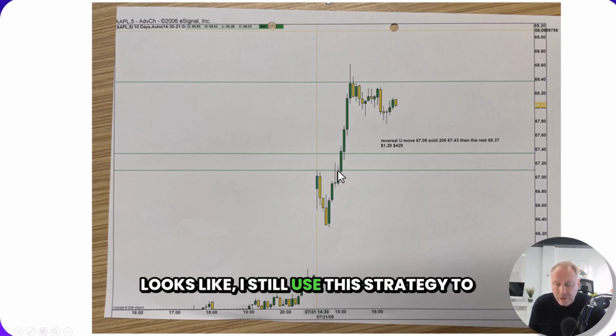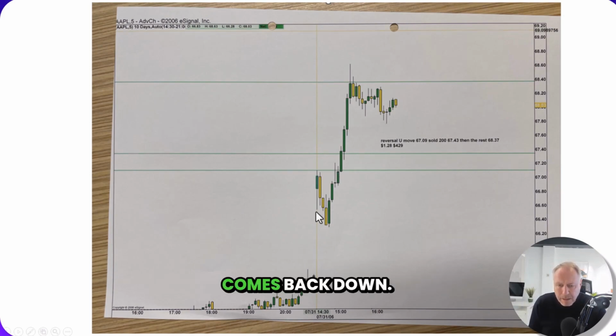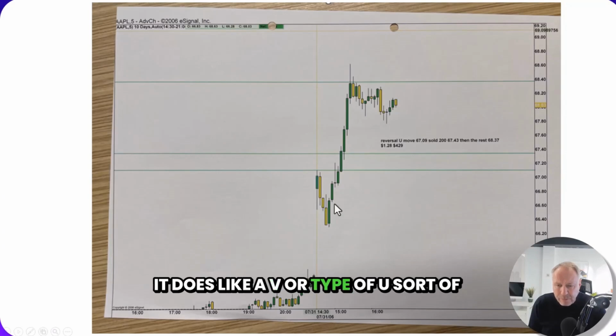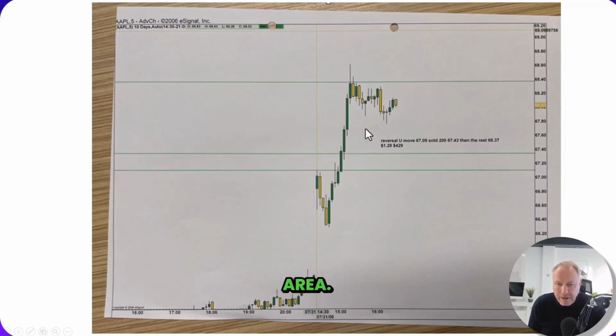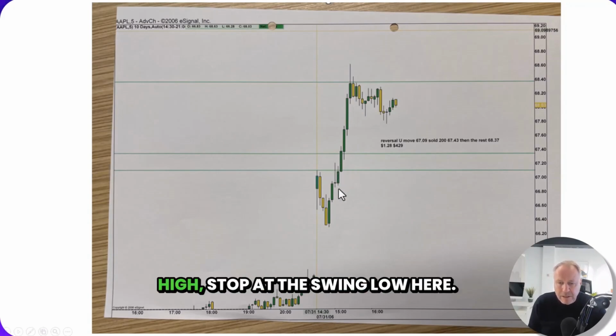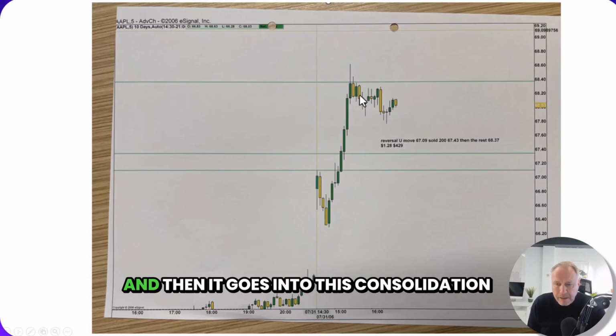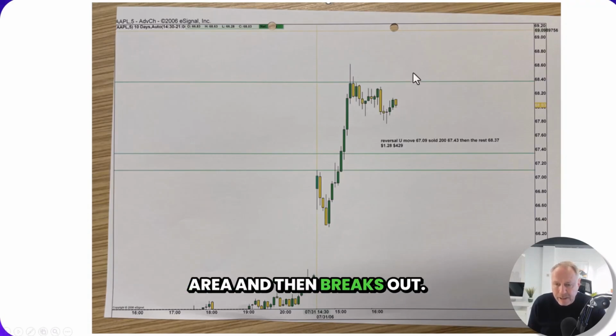It looks like I still use this strategy to this day. It comes back down, does a V or type of U pattern, and then the market explodes through that area. You get long with a breakout above the high, stop at the swing low here, and then it goes into this consolidation area and then breaks out.